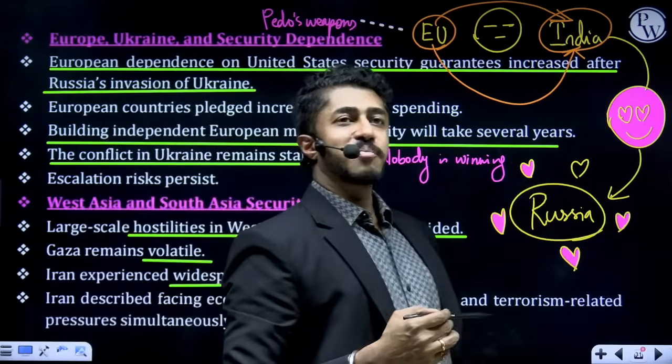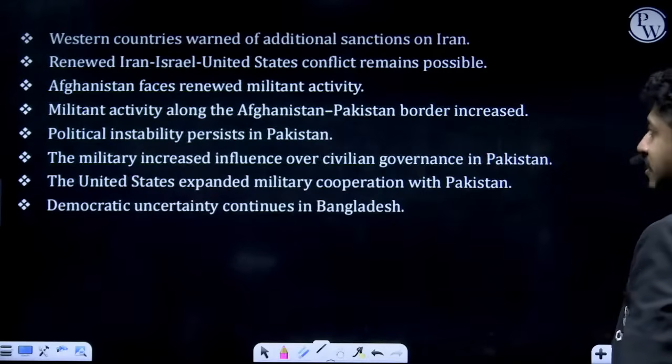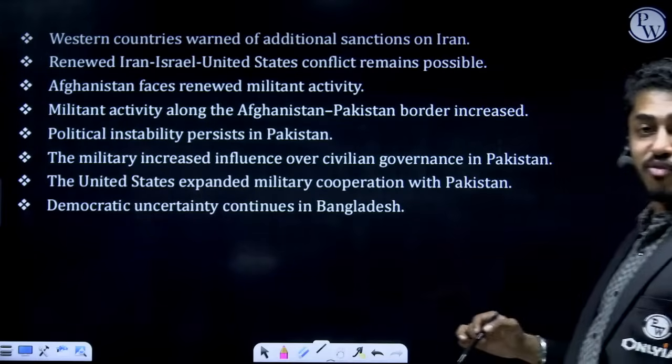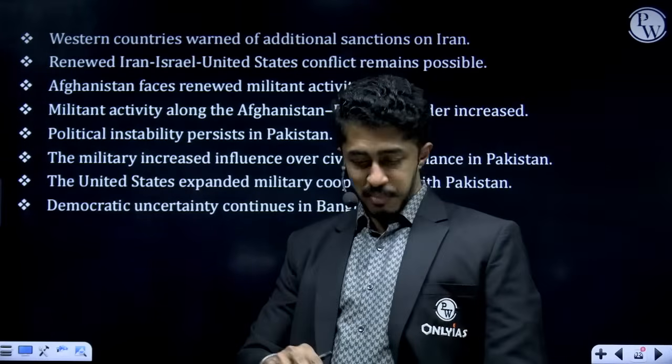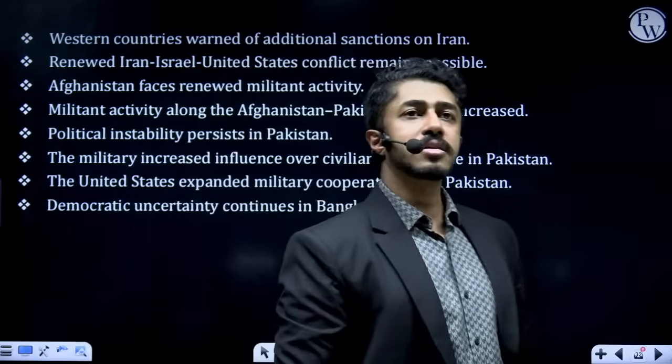Single mingle with Italy Prime Minister. Oh my God. Melanie. Western countries warned of additional, but all said and done, they are a wonderful pair, Melanie. Clear? That is the point.